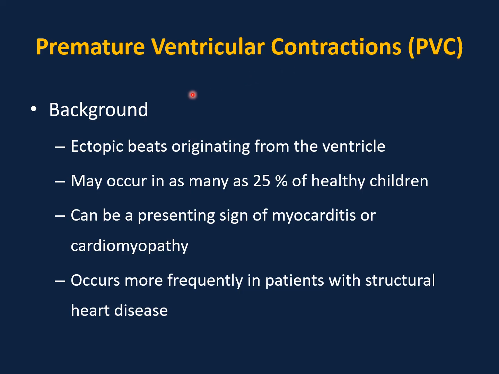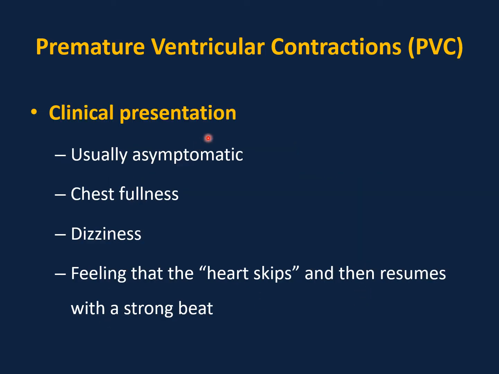Premature ventricular contraction is because of ectopic beats originating from the ventricle. It may occur in as many as 25% of healthy children, can be a presenting sign of myocarditis or cardiomyopathy, and occurs more frequently in patients with structural heart disease. Clinical presentation is usually asymptomatic, but may present with chest fullness, dizziness, feeling skipping or missing beats, then resumes with a strong beat.